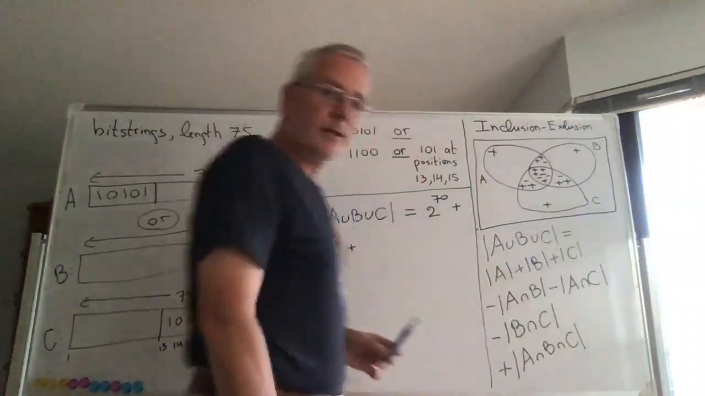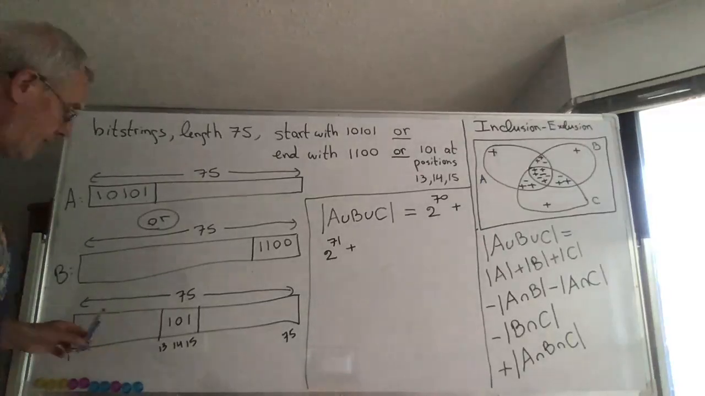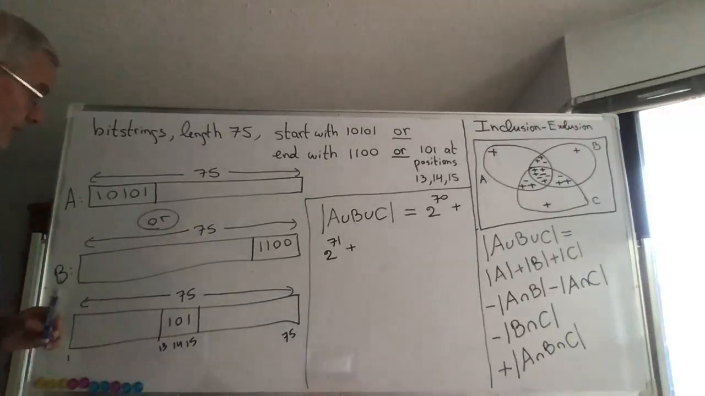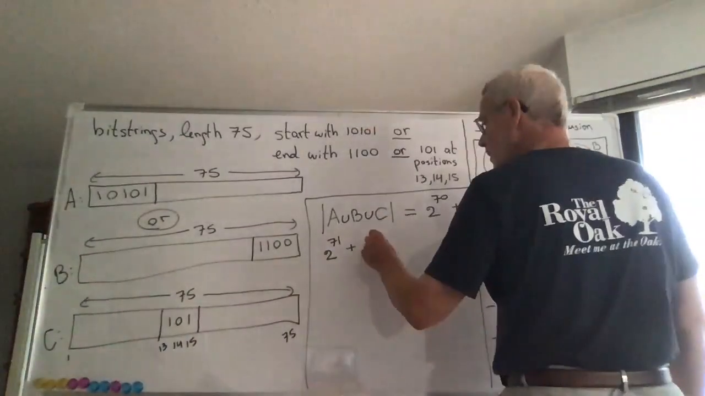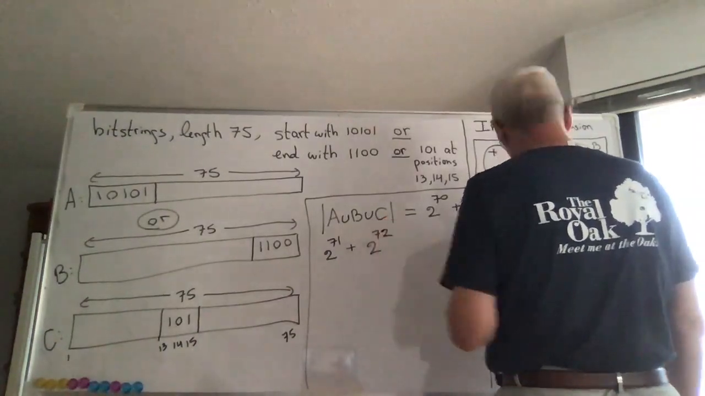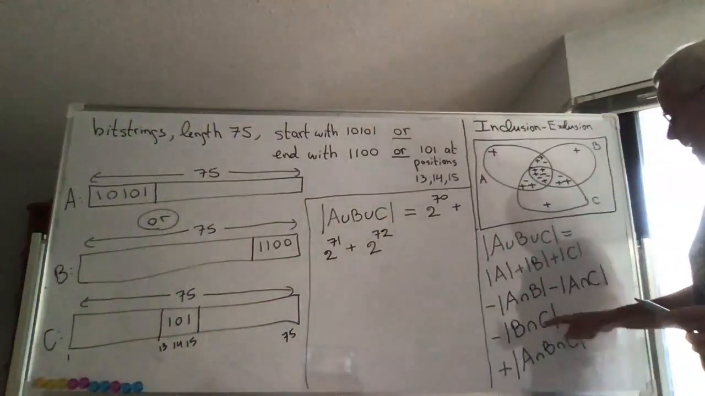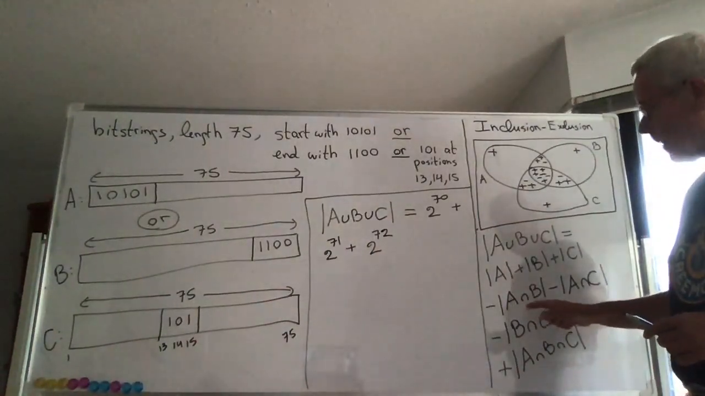Next, we get the size of C. How many strings are there in the set C? Well, if a string is in C, 3 bits are fixed. So we have to choose the other 72. So we get 2 to the 72. That is C. Now we have to subtract A intersected B.